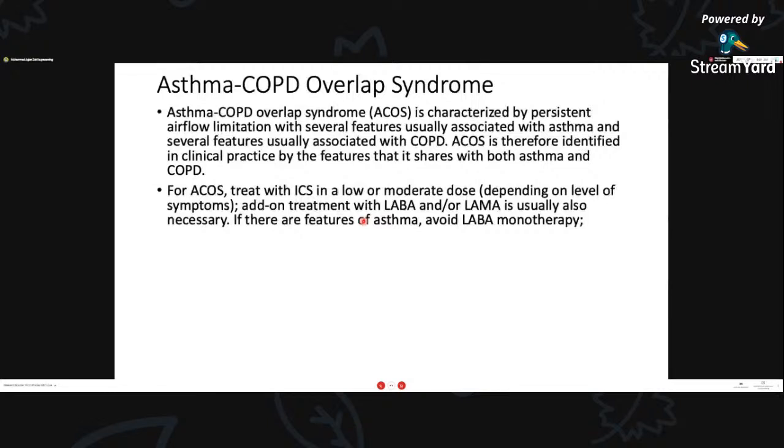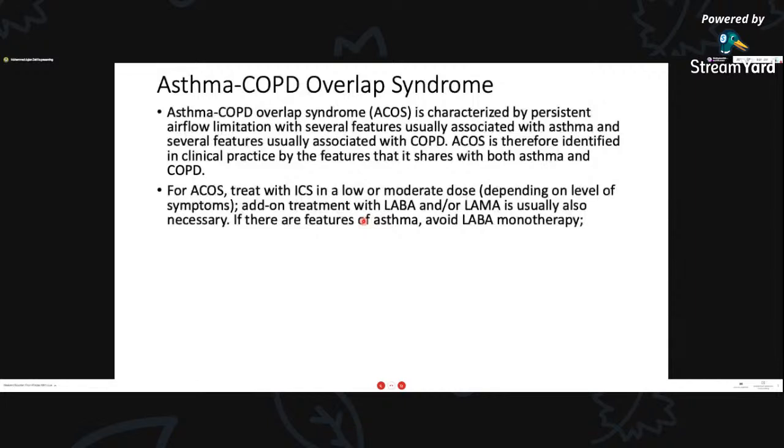Okay. However, if we refer to GOLD 2020, last year's publication, they state that we no longer refer to ACOS. Instead, the GOLD committee says that these two entities are different altogether, but those two conditions might coexist in the same patient.